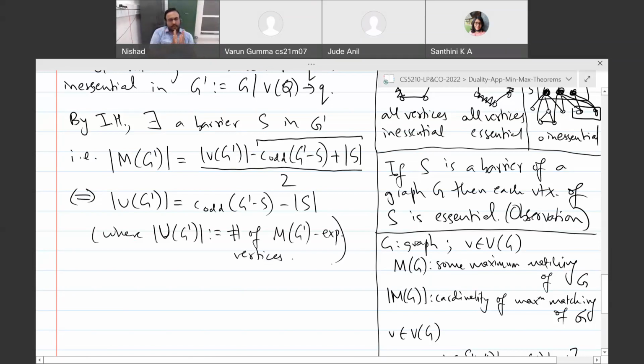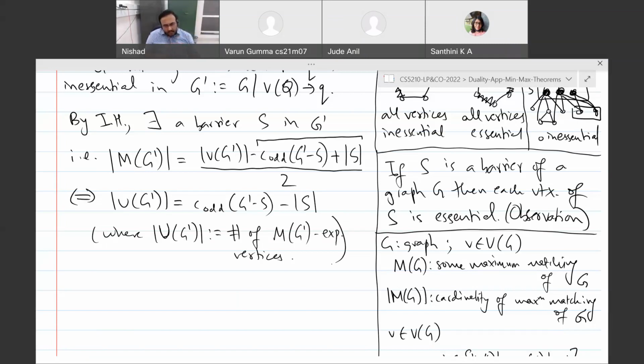Are there any questions or concerns at this point? Is it clear what we have done so far? We have gotten a smaller graph G prime. By the induction hypothesis, we know that in the smaller graph there is a barrier. Let us call it S. Barrier means it satisfies this equation, right? But that is the same as satisfying the second equation, which is in terms of the number of exposed vertices, which will be easier to think about in this case.